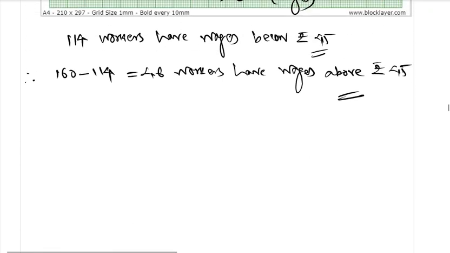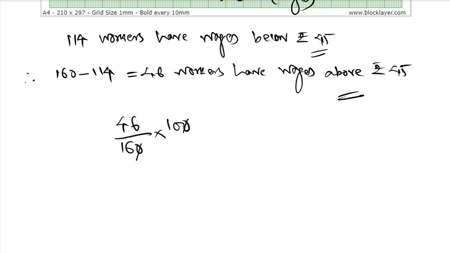What is the percentage? Okay, how will we find the percentage? 46 workers are earning more than rupees 45. What is the total number of workers? 160, and we will multiply it by 100. So the fraction of the number of workers who are earning more than rupees 45 a day upon the total number of workers, that is 160, multiplied by 100 will give you the percentage.